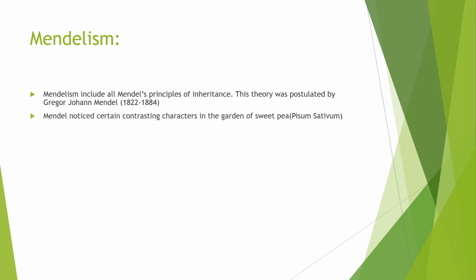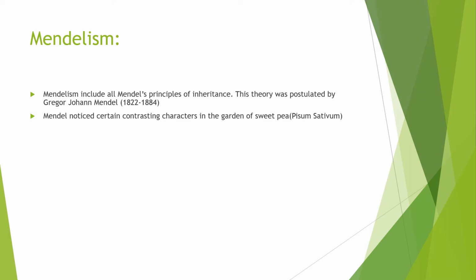So the first point is Mendel noticed certain contrasting characters in the garden of sweet pea, and the scientific name of sweet pea is Pisum sativum. Sweet pea is generally used in our kitchen. In that plant he used to do his experiment. And why was he doing that experiment in that plant?